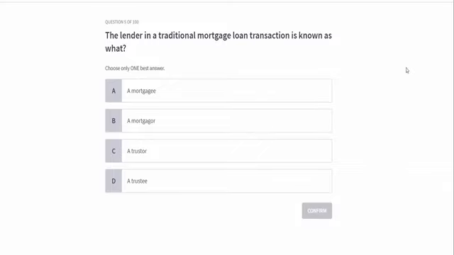All right, so number 5 is the lender in a traditional mortgage loan transaction is known as the what? And it gives us 4 options. A, mortgagee, B, mortgagor, C, a trustor, or D, a trustee. So like always, I'm going to give you guys an opportunity here to come up with your answer starting now.